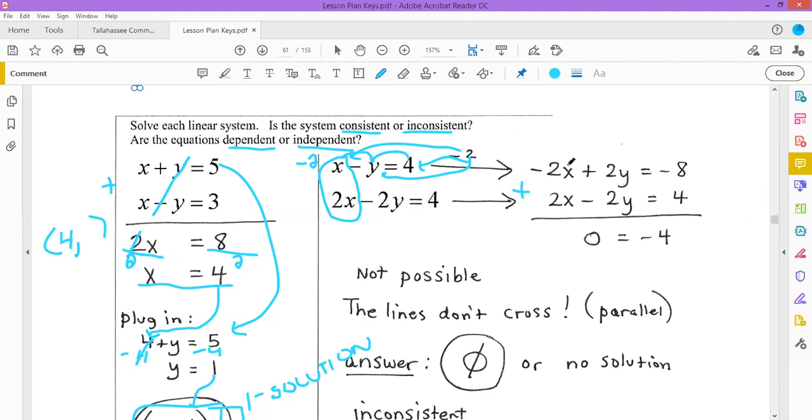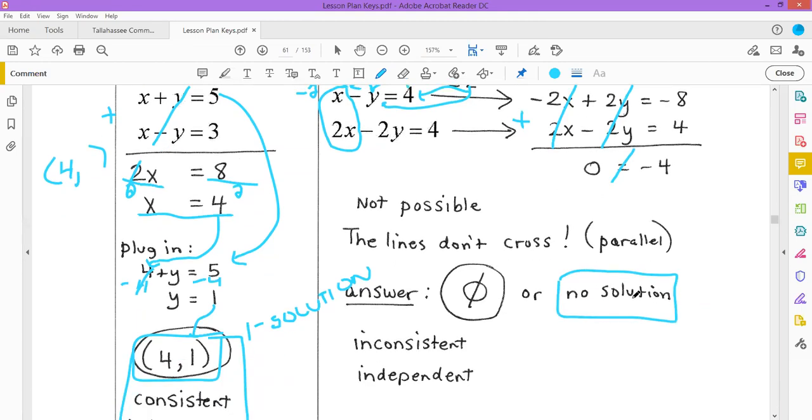Now we add the top and bottom equations, and we see negative 2x plus 2x, that cancels. Negative 2y minus 2y, that also cancels. So we get 0 on the left side of the equation, equals negative 4 plus 4 gives us negative 4. This is not a true statement. 0 does not equal negative 4. So what that means is that we have no solution. And remember from our notes, when we have no solution, we describe the graph as being inconsistent and independent.